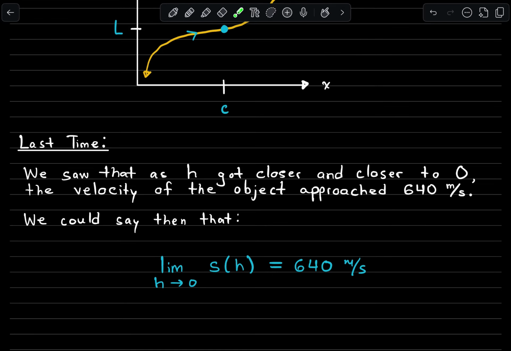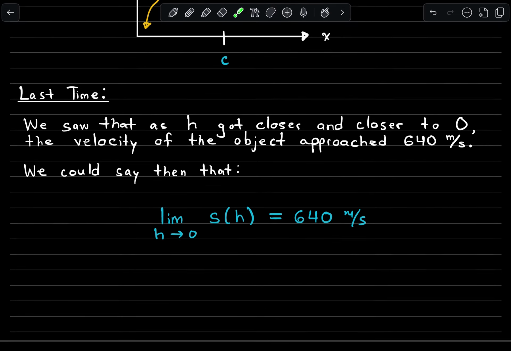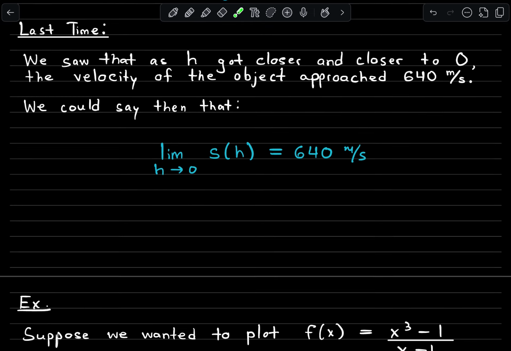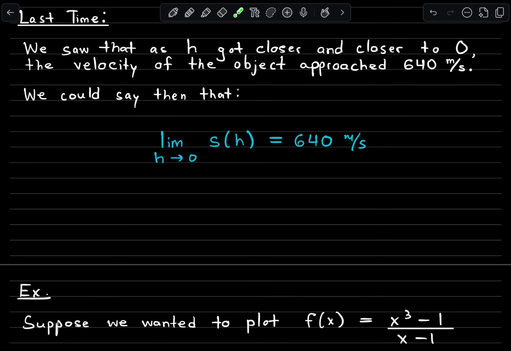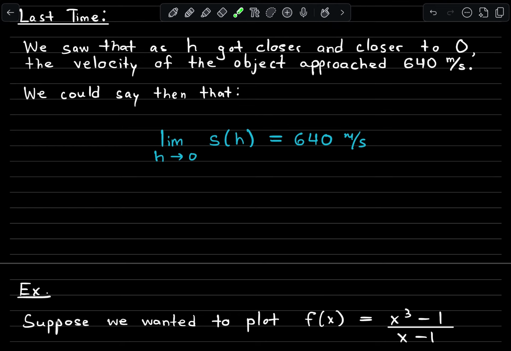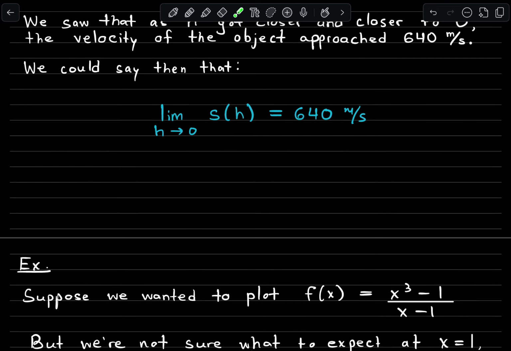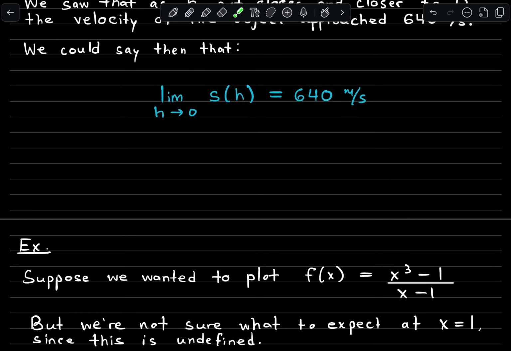All right, so now let's look at an example. So say we've got this function f of x is equal to x cubed minus 1. Okay, we want to plot this function, but we're going to see that we have a little bit of a problem here, right? When x is equal to 1, that's going to cause a 0 in the denominator. So we're not really sure what to expect, because that's an undefined point on our function.